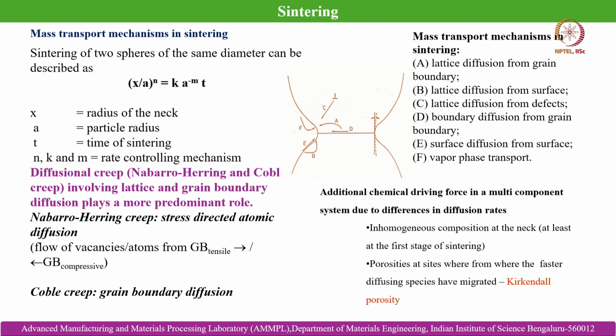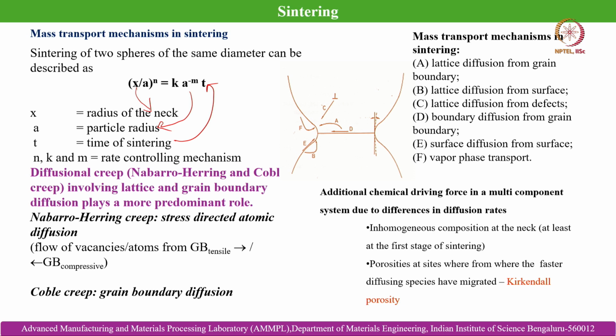Okay. So, the mass transport mechanisms in sintering. Sintering of two spheres of the same diameter can be described as x by a to the power n is equal to k a to the power minus m into t, where a is the particle radius, x is the radius of the neck, and t is the sintering time. Okay, where small n, k and m are the rate controlling constants. So, the diffusional creep, which is also called Nabarro, Herring and Coble creep, involving lattice and grain boundary diffusion, plays a major and dominant role.